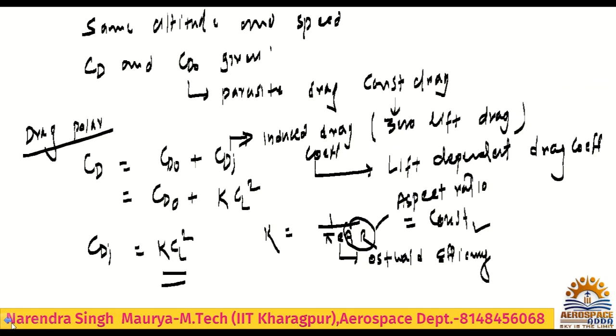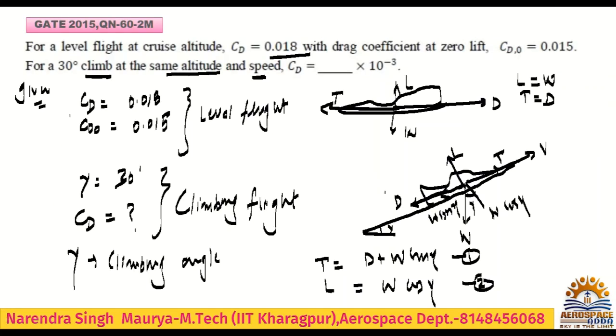From here, if you check in the problem, CD is given, CD naught is given, you know directly CD is equal to CD naught plus CDI. Check what the CDI will be then for the level flight. CDI will be CD minus CD naught. How much is it? CD minus CD naught. CD is given, 0.018 minus CD naught, which is 0.015. It is 0.003.